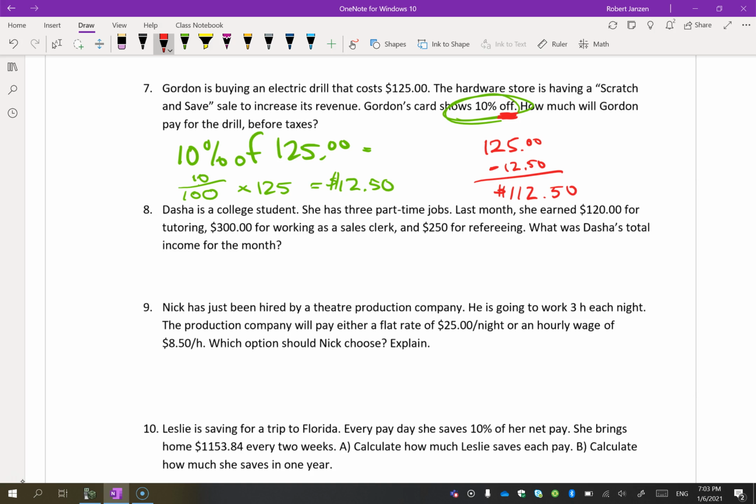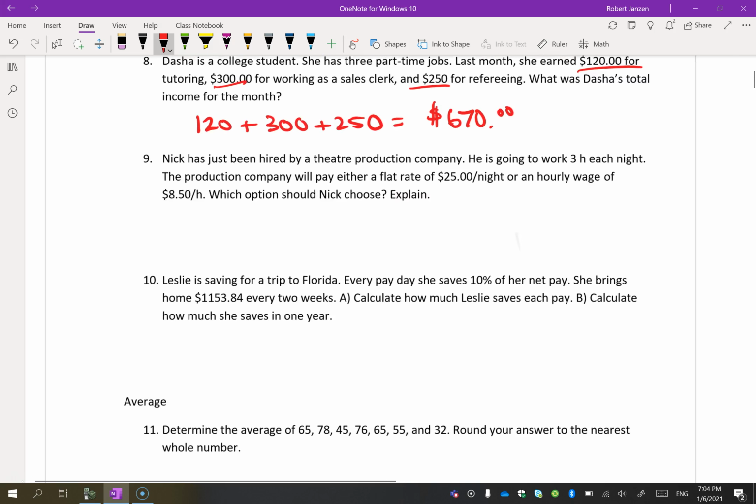Next one, a college student has 3 part-time jobs. She earns 120, 300, and 250. What is the total income? Well, the total income would be if we added those up. So these questions are all going to be a little bit different. What I would like you to do is pause the video, try the question, and turn the video back on to see if you got the right answer. Okay, so pause.